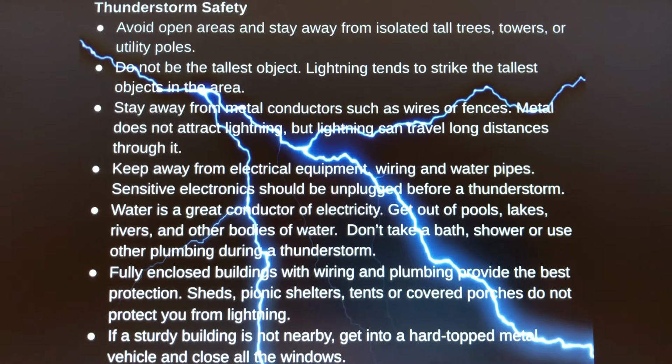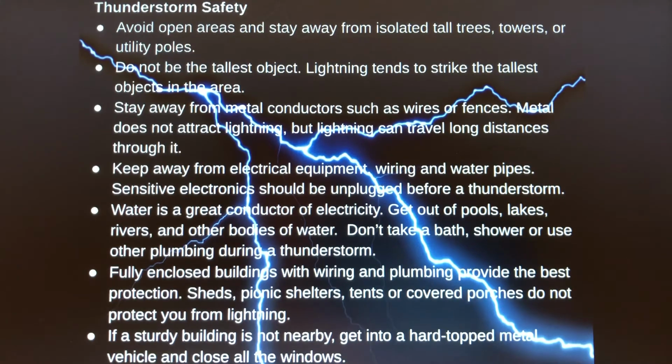Metal doesn't attract lightning, but lightning travels long distance through all metals. Keep away from all electrical equipment because lightning is electricity. It's going to want to find other electricity. Sensitive electronics like your computer shouldn't be plugged in when you have a thunderstorm. Water's a great conductor of electricity.